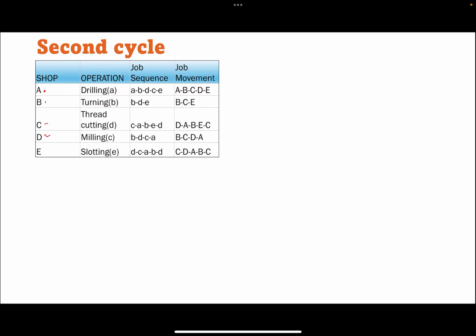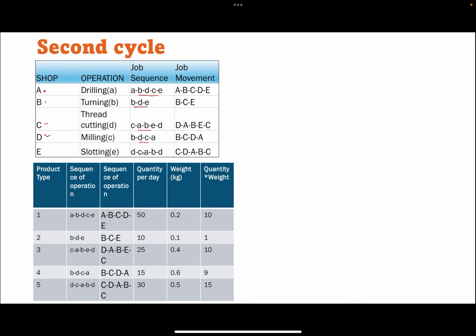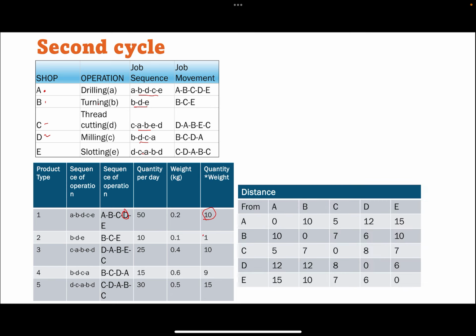The job sequence will remain unchanged, but the job movement will be changed. That means instead of C to A, you have D to A to B to E to C, like that. So again we will find the total quantity into weight. You can see that for the operations A, B, C, D, E, and B, C, E, instead of D you have C here, and instead of C you have D here. So we will calculate the quantity into weight, and the distance between the various shops is already given.